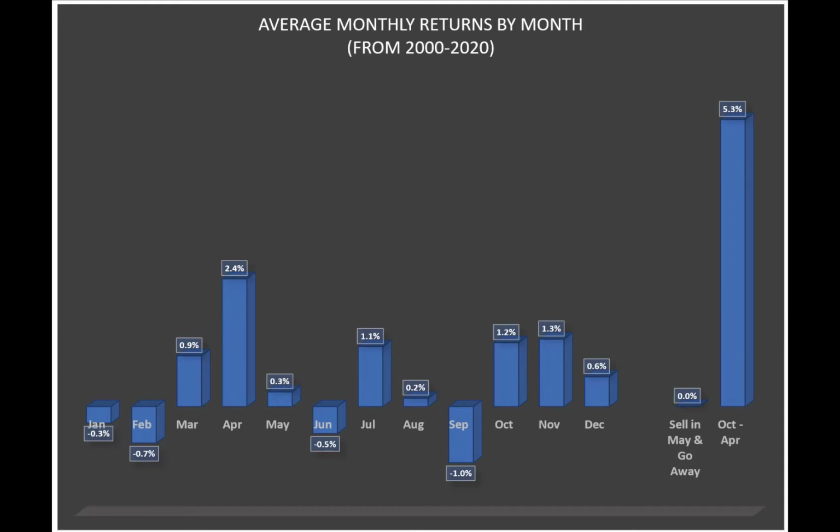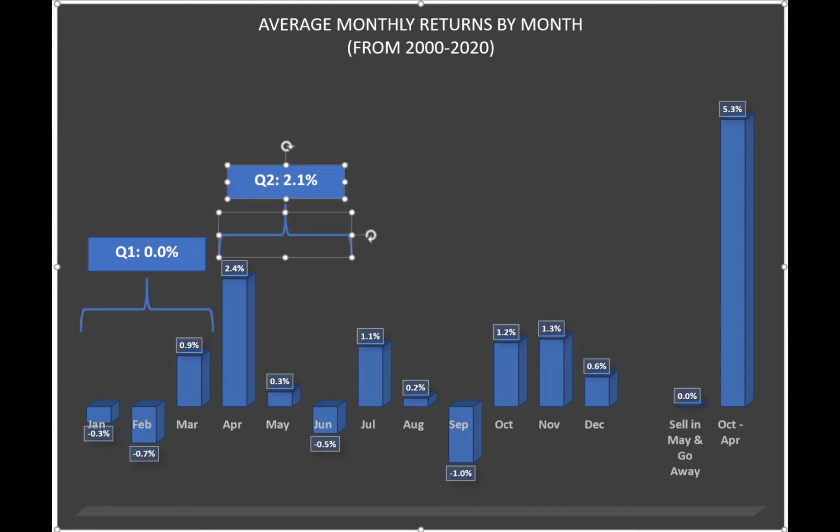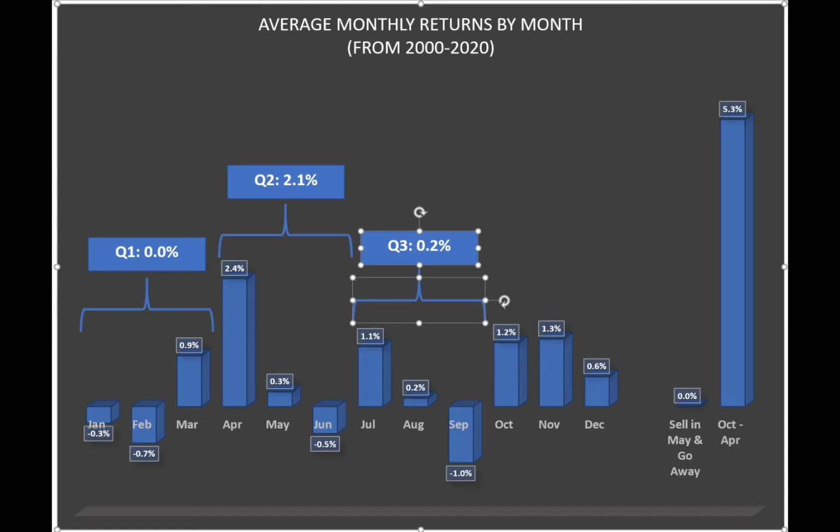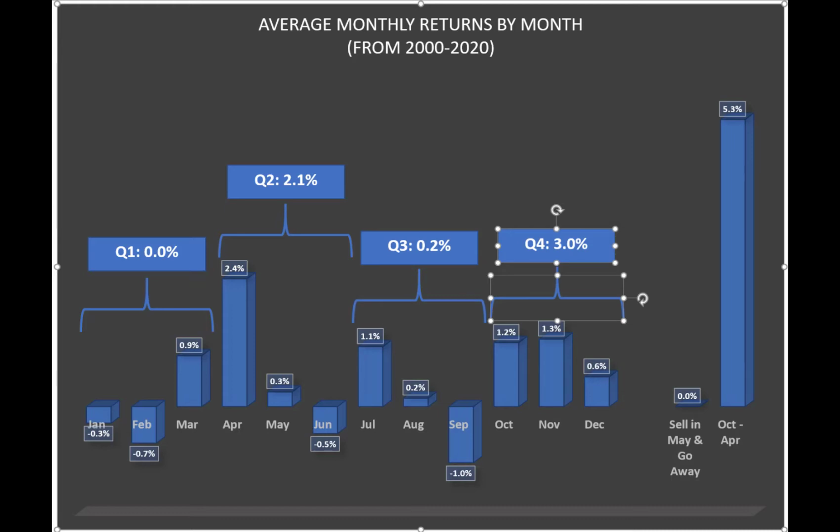So if we break this down a little bit more by quarters, the first quarter basically has no returns. Second quarter, up 2.1%. Third quarter, again, no returns. Fourth quarter is the best, up on average 3%. So here we are heading into the fourth quarter, so that's pretty good.